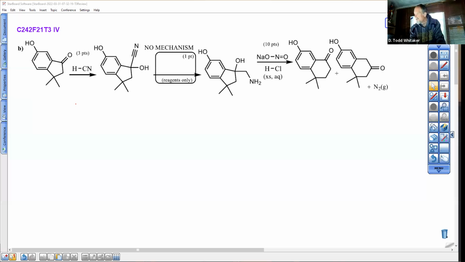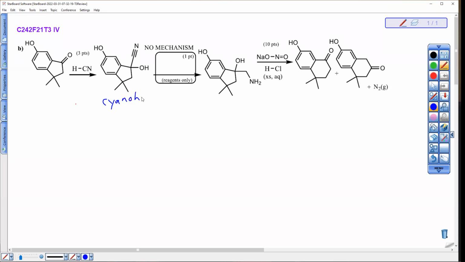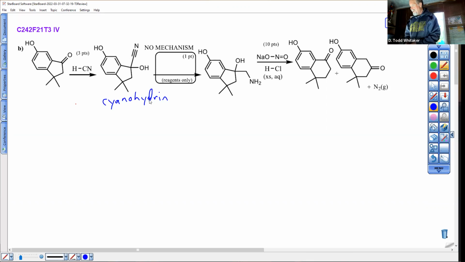And here it comes. What we have going on here is a little review reaction from Chapter 16. What we're doing is making a cyanohydrin, and that's from a ketone, in this case, ketone and hydrogen cyanide.